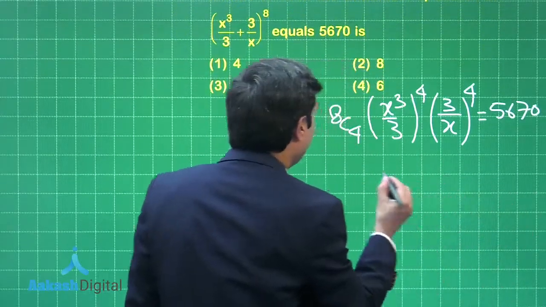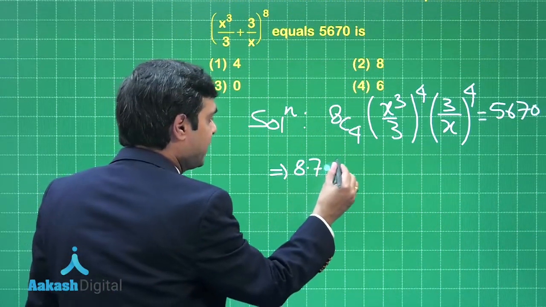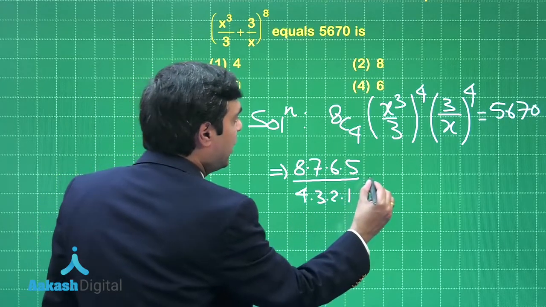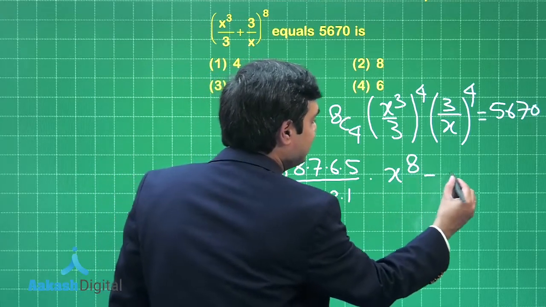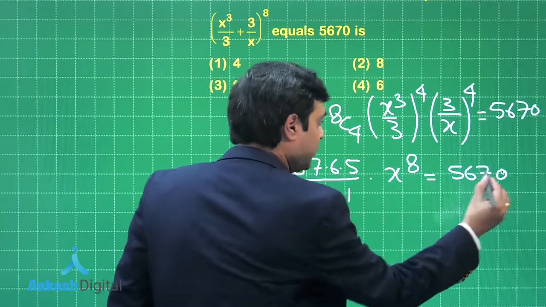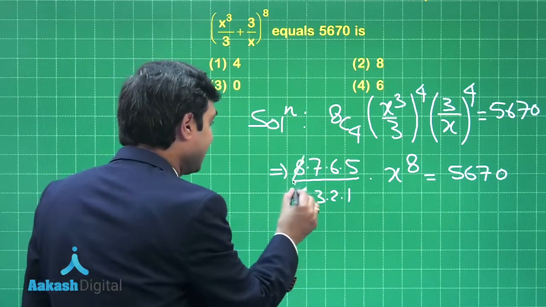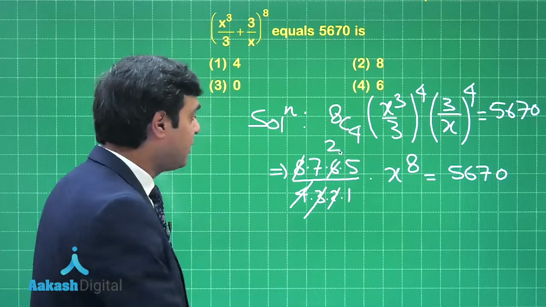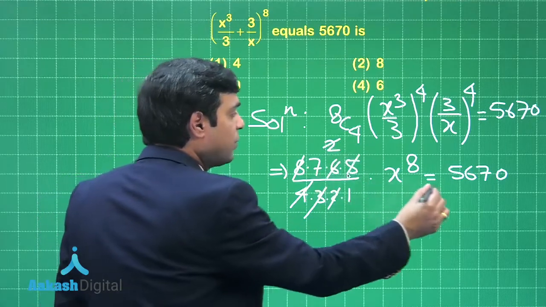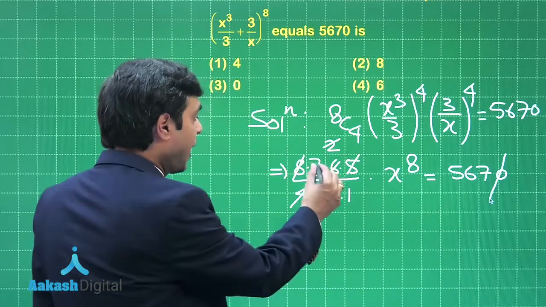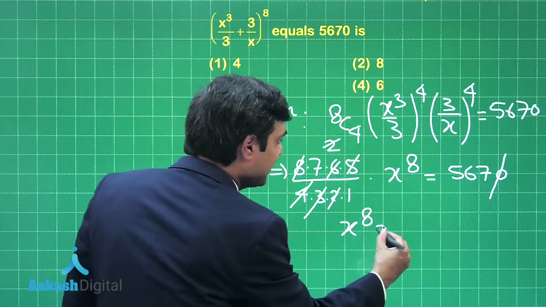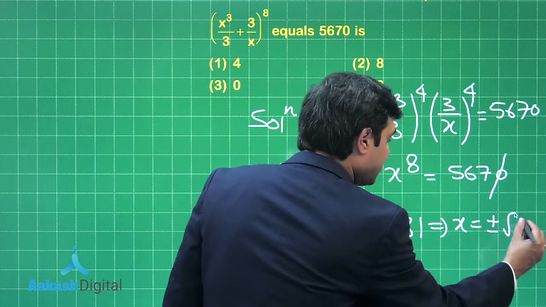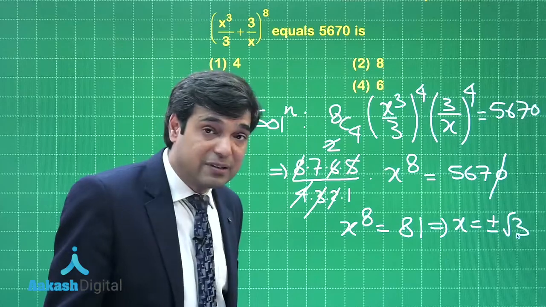5670. Just simplify, this gives you (8·7·6·5)/(4·3·2·1) into x⁸ is equal to 5670. This is clear. Now, I can see this 8 is cancelled, correct. I can see this 3 cancelling as 2, right. I can see this 10 is also cancelling this 0. Now I can divide with 7 to get x⁸ is equal to 81, or x is equal to simply ± √3. This point is clear how we are getting it.